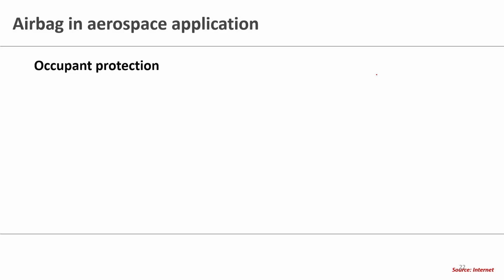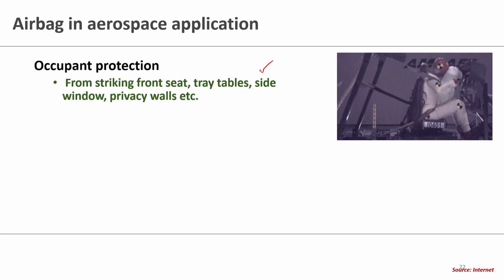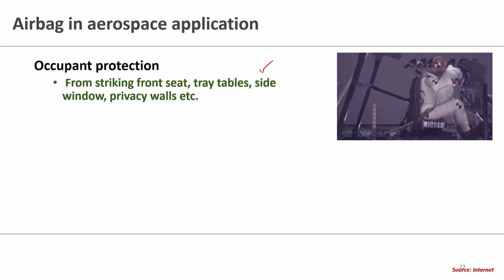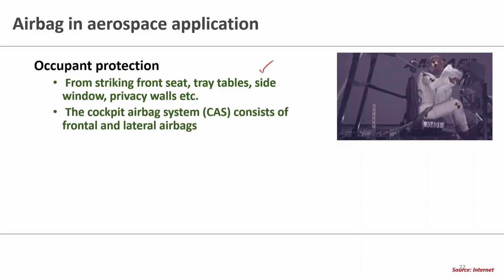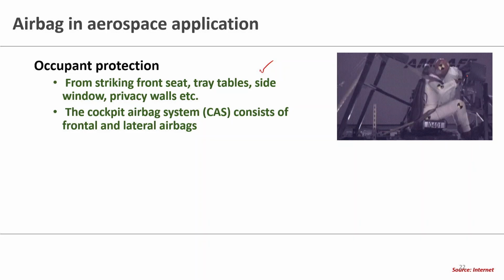So, airbags are also used in aerospace applications, for occupant protection from striking the front seat, tray table, side window, or privacy wall. So, these are different places where airbags can be placed, and this type of system can be incorporated. The cockpit airbags are also used, consisting of frontal and lateral airbags.